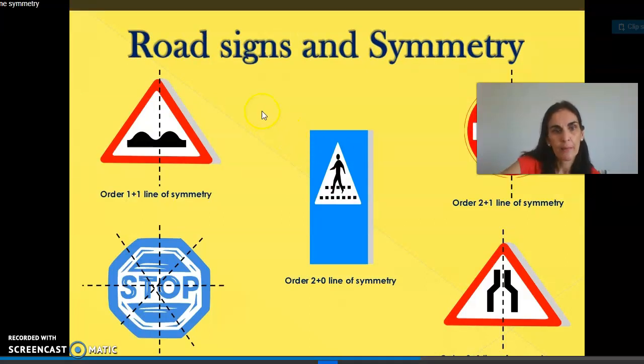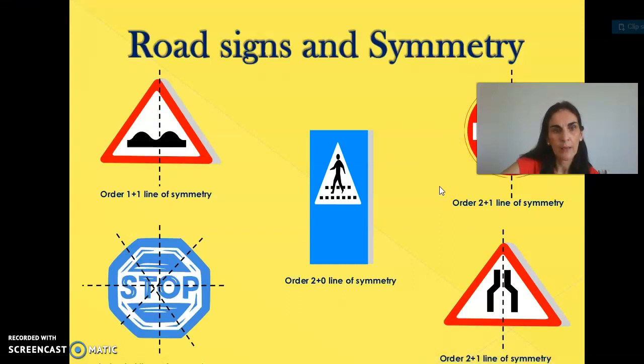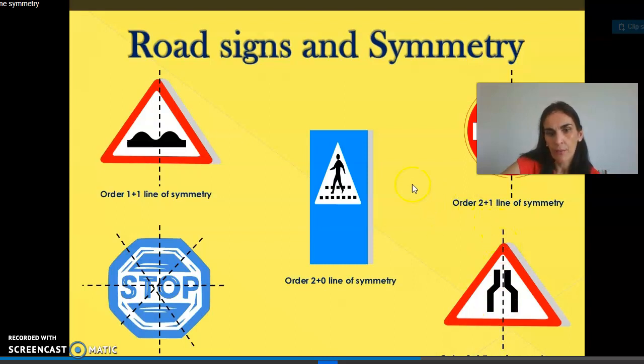Road signs and symmetry. We have some road signs, a triangle, a rectangle, a hexagon, an octagon, another triangle and a circle. Okay, as you can see, all these shapes are symmetric, and these are the lines of symmetry.